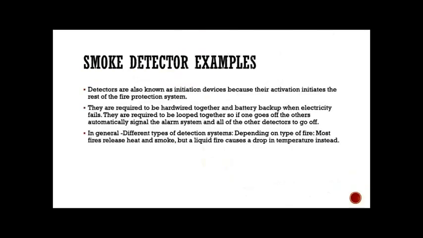Smoke detector examples. Detectors are also known as initiation devices because their activation initiates the rest of the fire protection system. As I said, they're required to be hardwired together with a battery backup, so when the electricity fails, they can still go off. They're required to be looped together, so if one goes off in a home, the others automatically signal the alarm system and all of the other detectors go off.